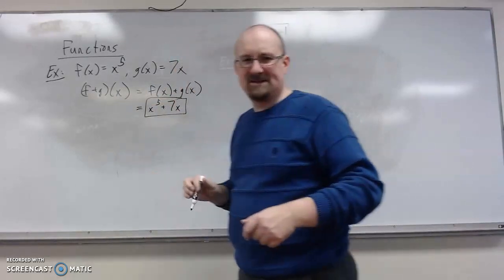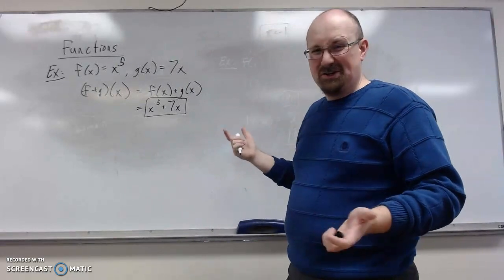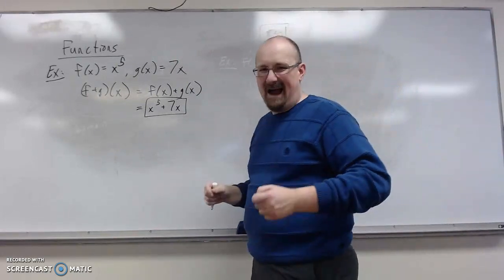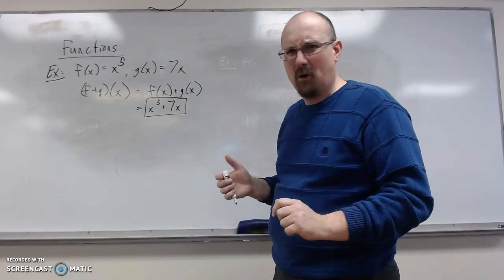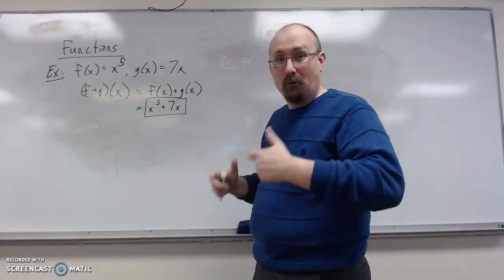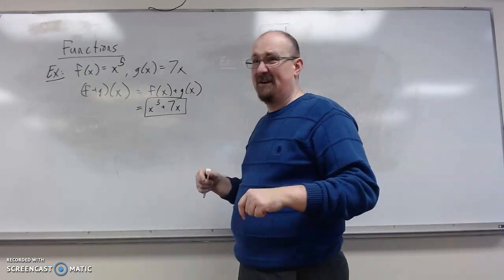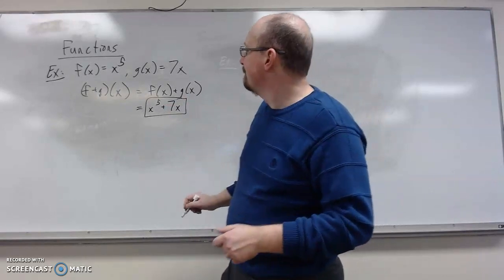x to the 5th plus 7x. There's not much you could do with it. I mean, you might try to do some fancy algebra factoring, but that's beyond the scope of what I would expect. Just don't try to combine those. It doesn't turn into 7x to the 6th or anything like that.